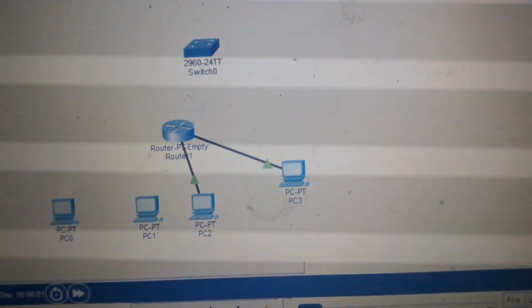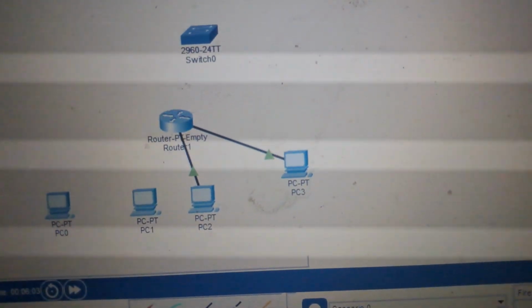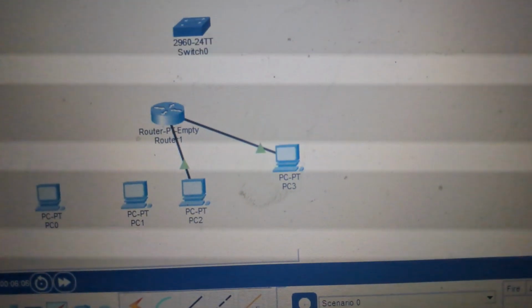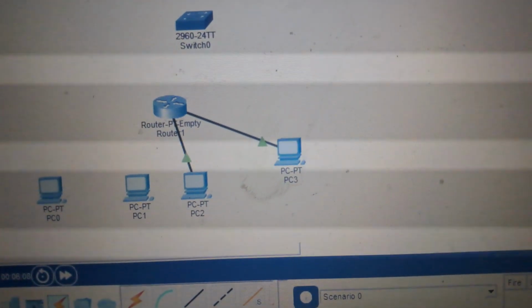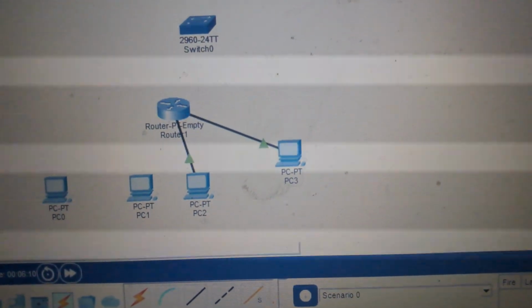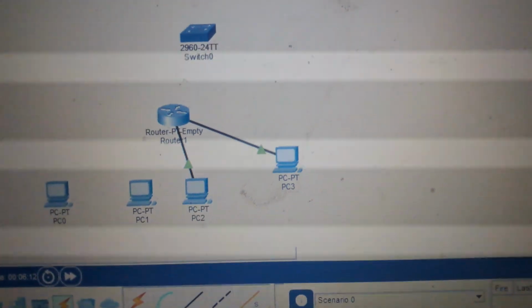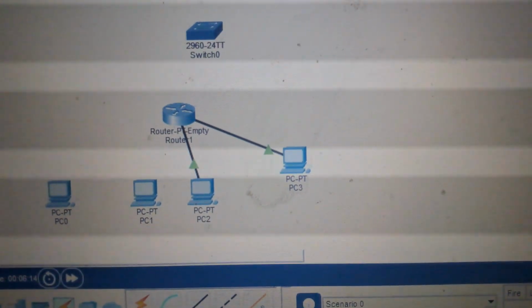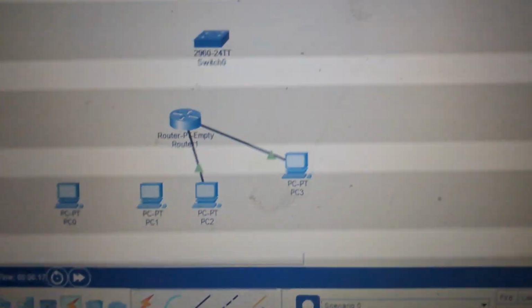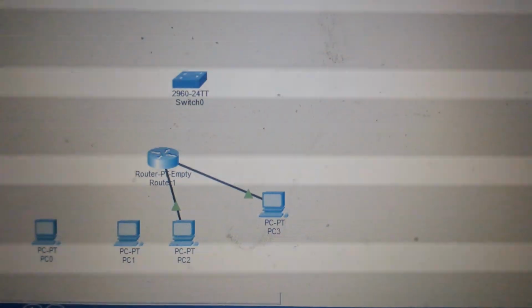The purpose of a sub-interface on a router is to allow a single physical interface to handle multiple logical networks: separate traffic, logical, cost-effective, and logical segmentation. And why is this important?